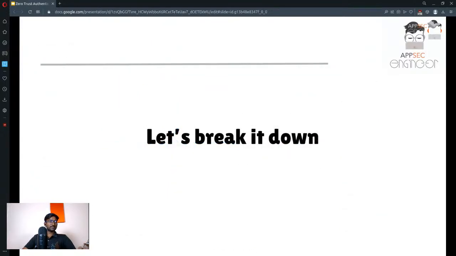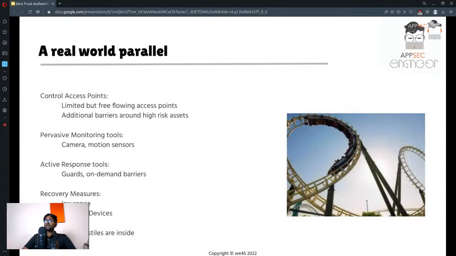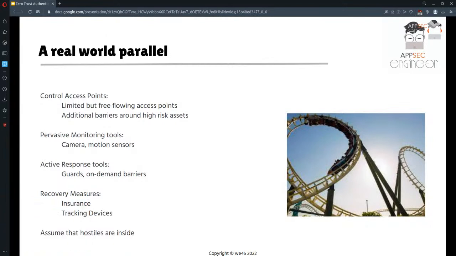Okay, that was a bit of talk, but let's see if we can bring this idea to be understood even better than that. Well, this is an interesting real world parallel that I could think about. So imagine the internet or the network to be an amusement park.